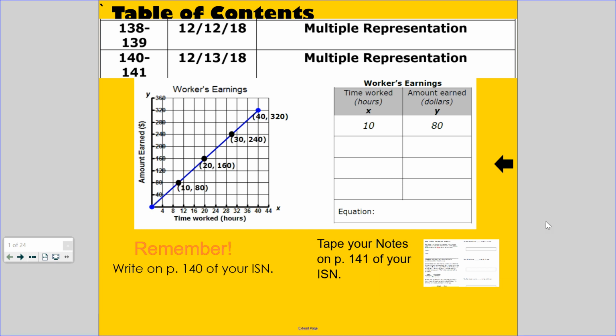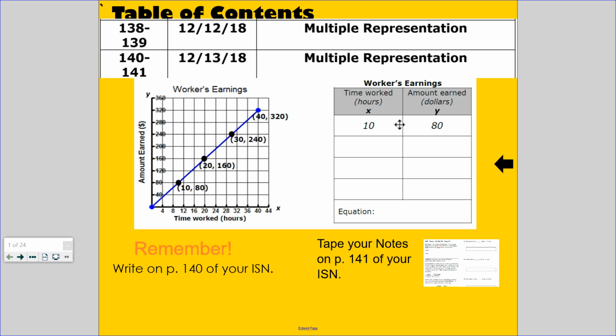This is the study of multiple representation. That means you are given a graph, a table, an equation, maybe a verbal description, and you have to interrelate each one of them to be equivalent because they all mean the exact same thing. For example, I'm going to tell you a story about this.